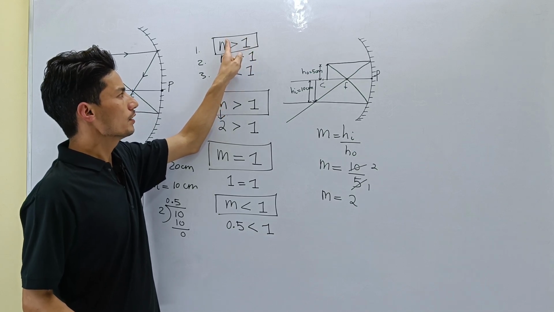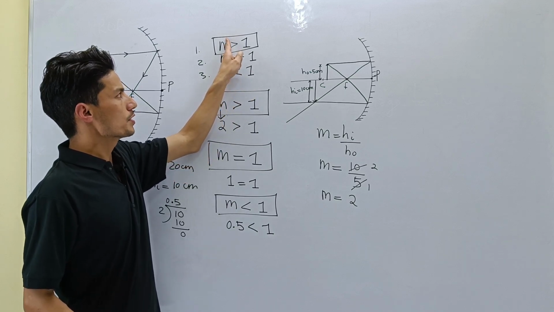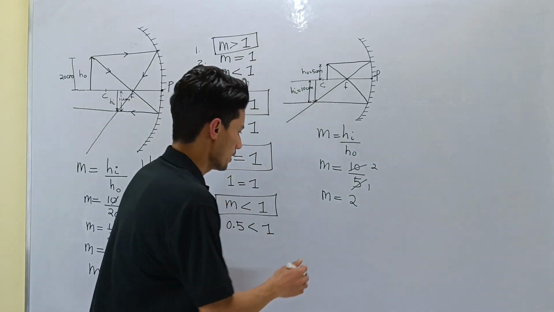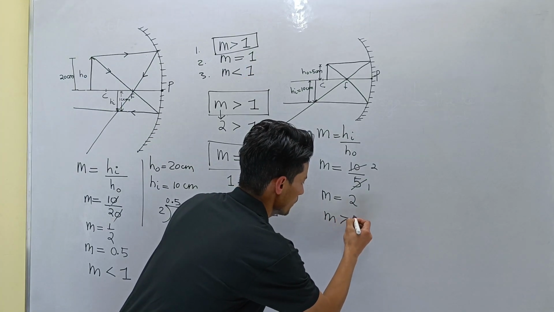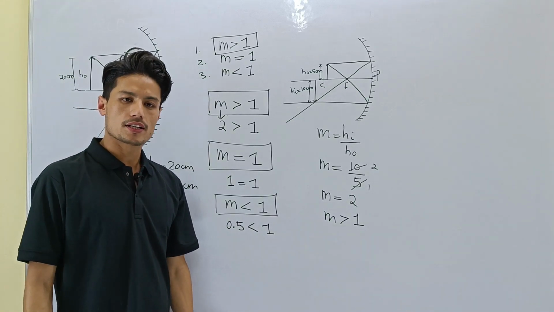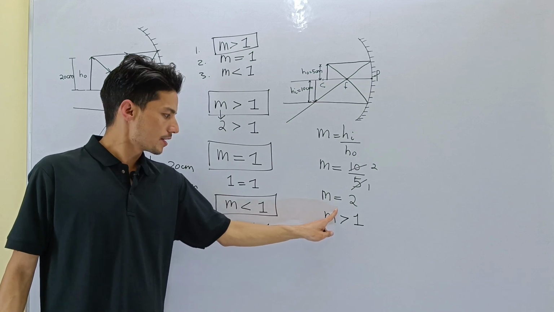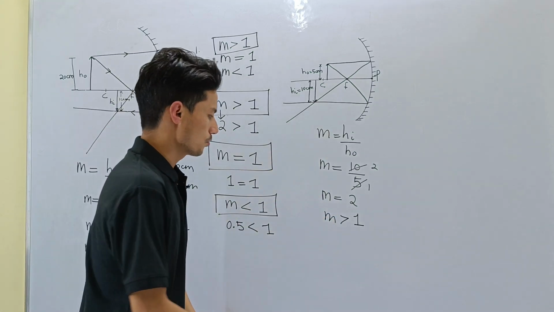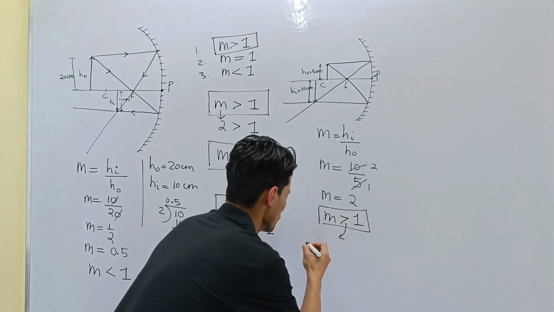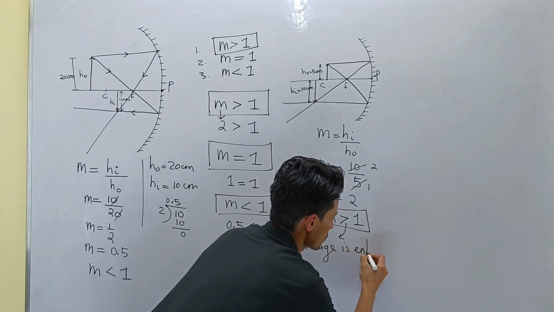If M is 1, then it is equal to 1. If M is 0.2, then it is less than 1. We are getting M as 2, which means it is under this category, where M is greater than 1. Are you following? So when M is greater than 1, what do we understand? We understand that the image is enlarged.